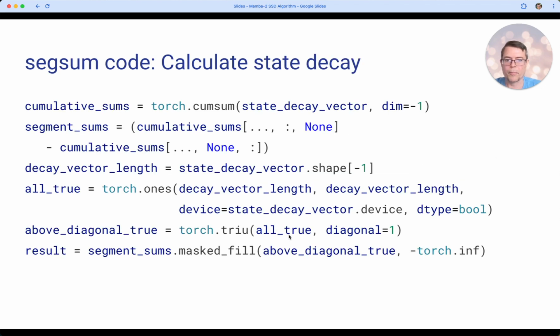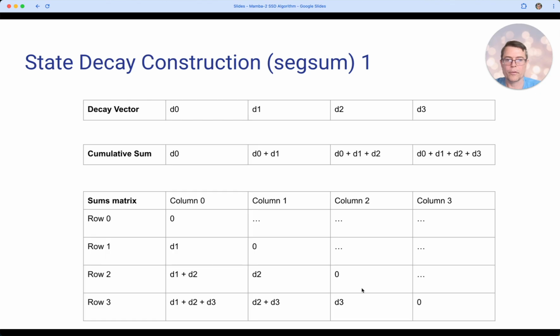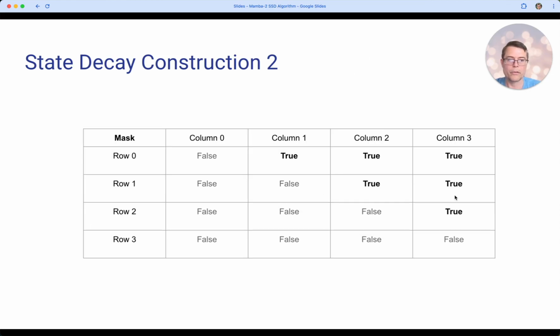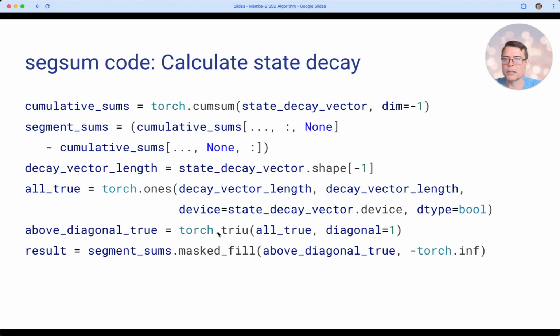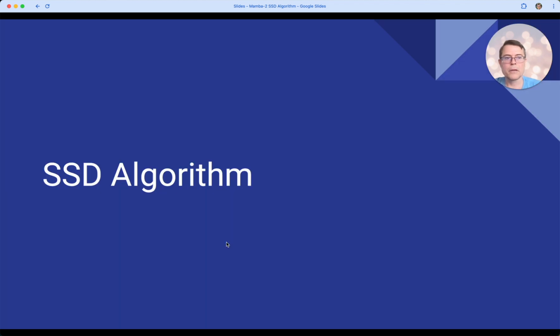Okay, so now we've got our upper triangular true matrix, and then we do a mask fill. Everything where it's true, we put in a minus infinity. So we go from this matrix with stuff here that we don't like, and we fill with minus infinity along this upper triangle, and so you get your minus infinities in here. All right, so that's what this code is doing in this fancy GPU-optimized way. All right, so that's segsum, or state decay.